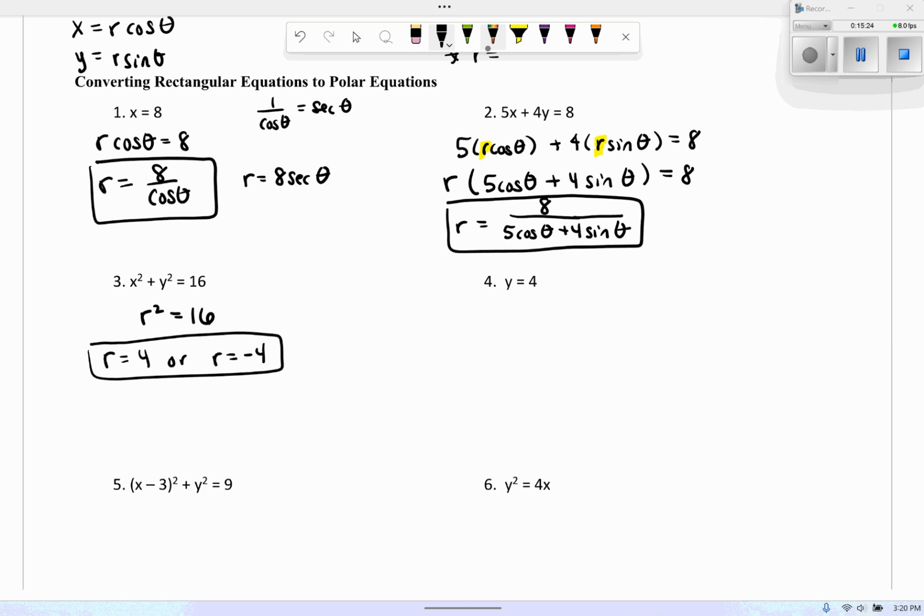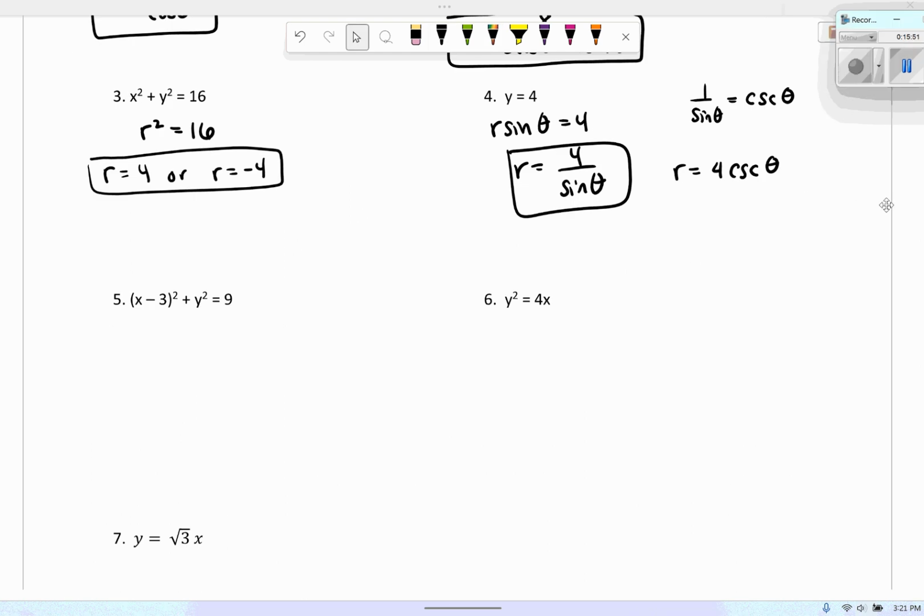Looking at the next one, we have y equals 4. So this would be r sine theta equals 4. So r equals 4 over sine theta. And again, you could use a reciprocal function. We know 1 over the sine of theta equals the cosecant of theta. So we could also say r equals 4 cosecant theta.